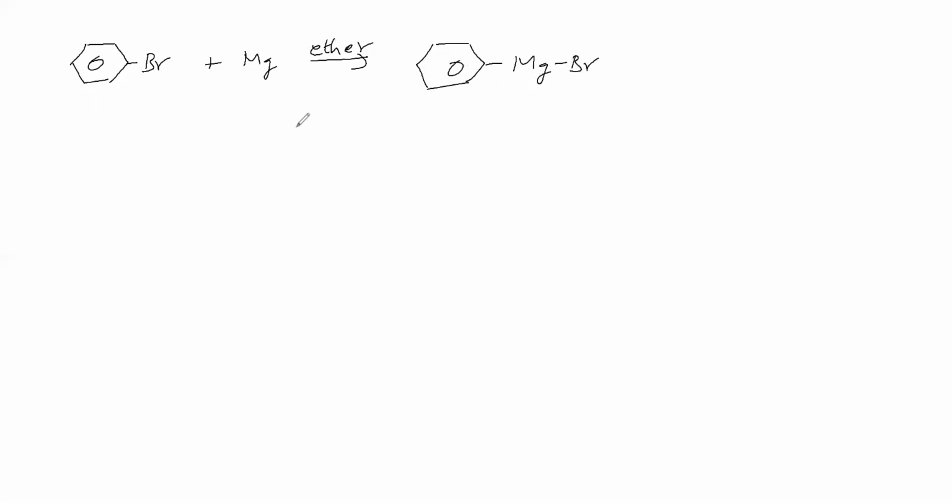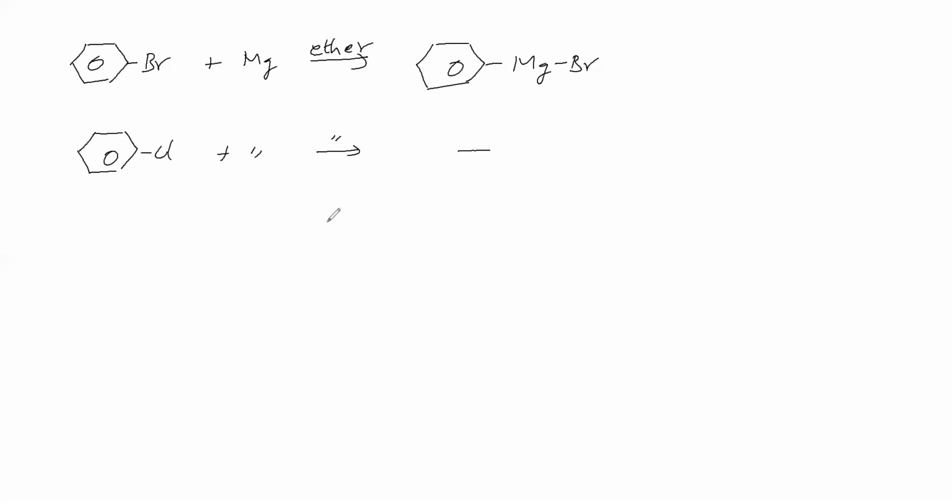What about aryl chloride? That we will see. Now chlorobenzene we will take. Chlorobenzene with magnesium in the presence of solvent ether, we are not getting Grignard reagent.